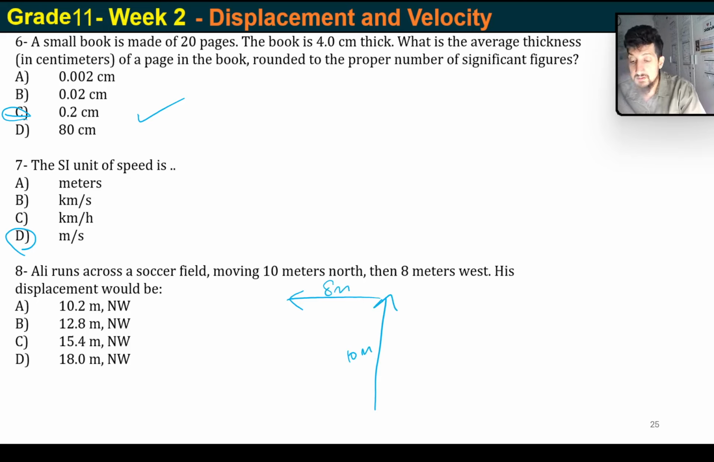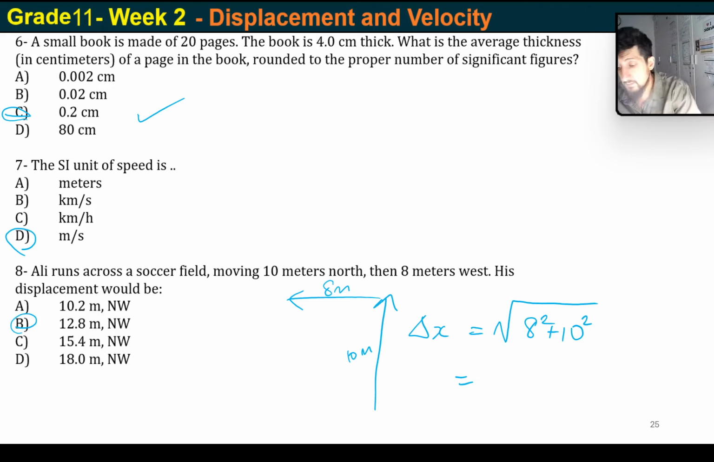What is his displacement? It's going to be the square root of 8 squared plus 10 squared. And that's going to be 164, so it's approximately 13. Let's have a look. So it's going to be that. Because 169 is 13. So it's that. It's 12.8 northwest.